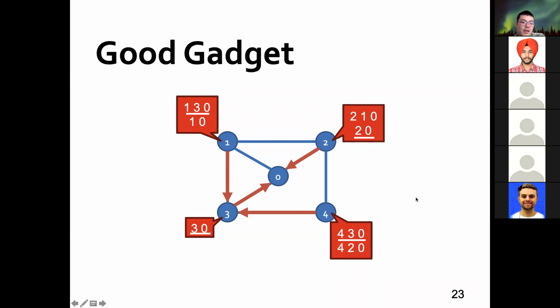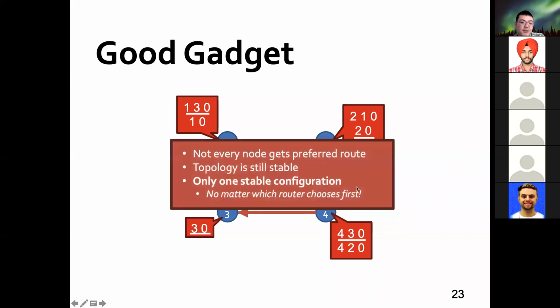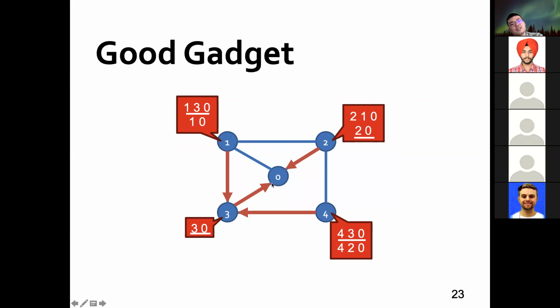So this is still a good gadget because it's stable, but not everyone is taking the preferred route. Even though 2 is not taking 210, which is preferred over 20, this is still okay. This is called a good gadget. You need to understand the terminology: a good gadget doesn't require everyone to take the most preferred route.